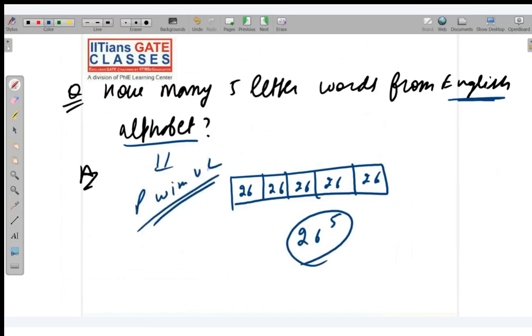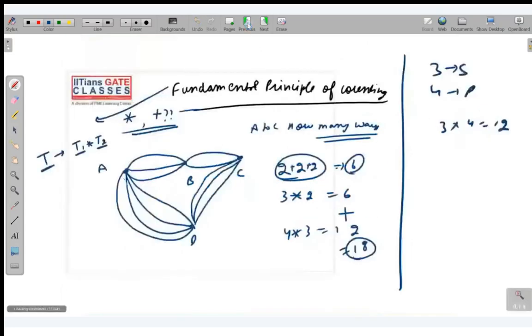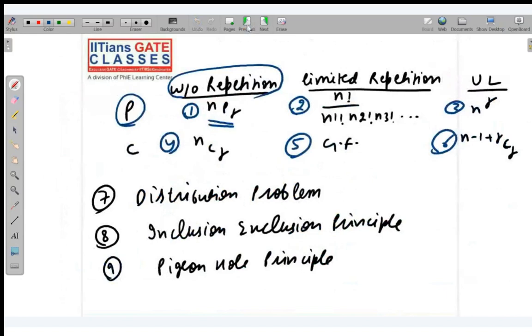If you want me to show you the category, I will say permutation with unlimited repetition, because unlimited repetition is there. Unlimited characters are there with you, A, B, C, D, and so on up to Z, all are there in unlimited occurrences. So it is permutation with unlimited repetition. And see the formula: permutation, unlimited repetition, n power r.